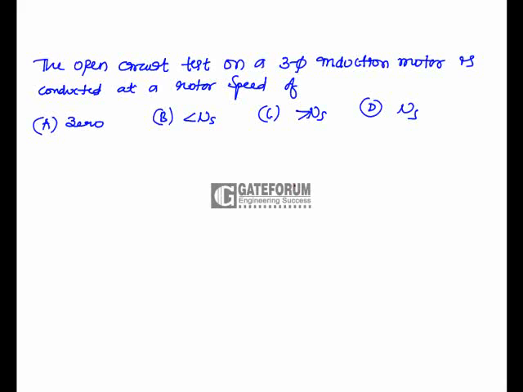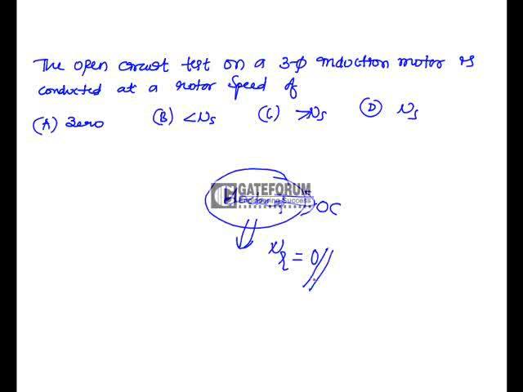The circuit test on a 3-phase induction motor is conducted at a rotor speed of. The open circuit test on a 3-phase induction motor is conducted when the rotor is blocked. How can we block the rotor? We can block it by hand or by some external means. If you block the rotor, what is the speed of the rotor here? Speed is equal to 0, so NR should be equal to 0. That is, option A is correct.